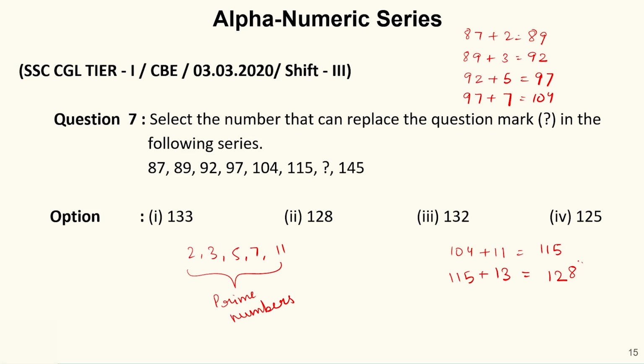So let us check if 128 follows logic with 145, which is the next element. So the next prime number will be 17. And if I add 17, I'll get 145, right? So therefore, the logic is that we are adding the next prime number into the previous number. So our answer will be 128, which is option number 2.